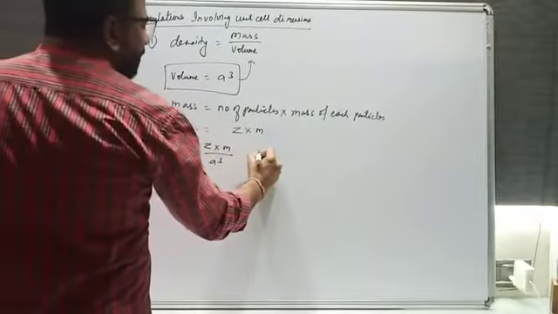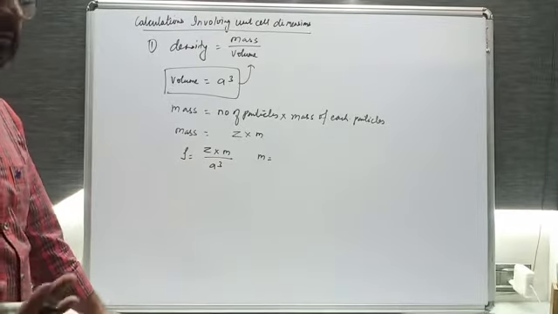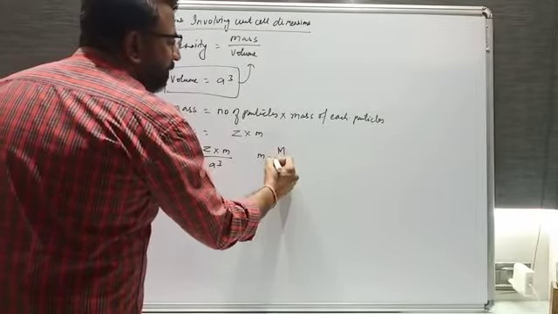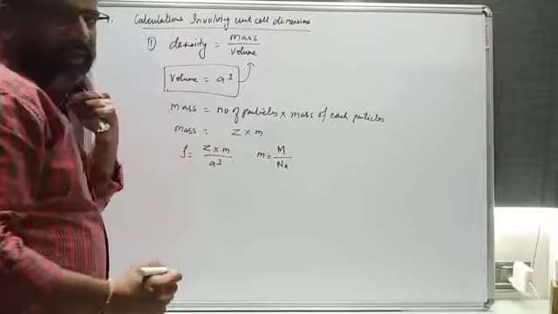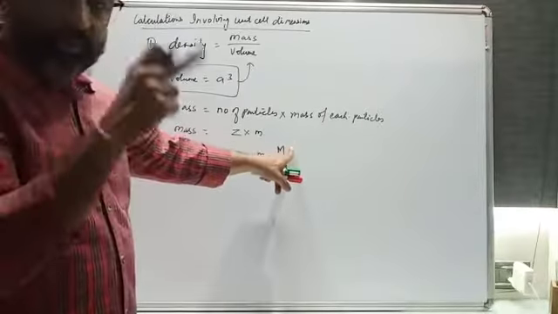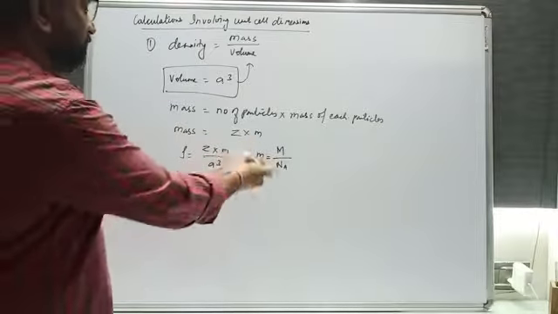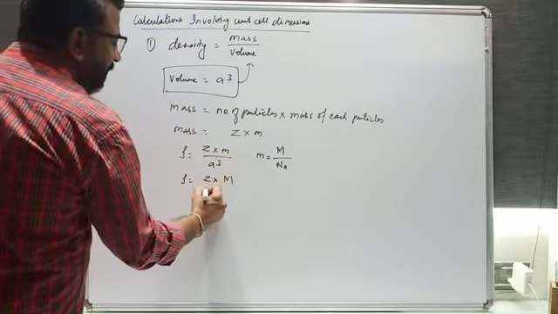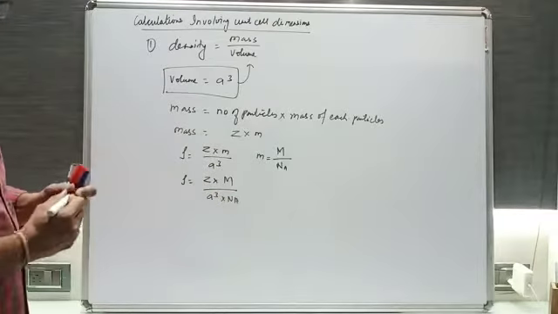Now, how will you calculate the mass of the particle? The main thing is that the mass of the particle also has to be calculated. One formula is that the mass of the particle will be equal to the molecular mass or molar mass divided by Avogadro's number. Okay, so we can calculate the mass of the particular particle. Is it fine? So now substitute it here. So rho is equal to Z into capital M divided by a cube into N_A. So this is the density formula.